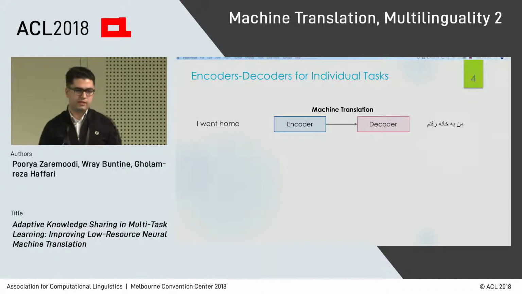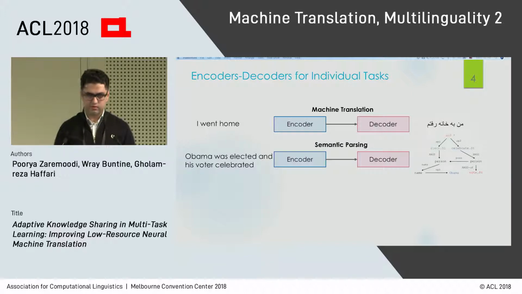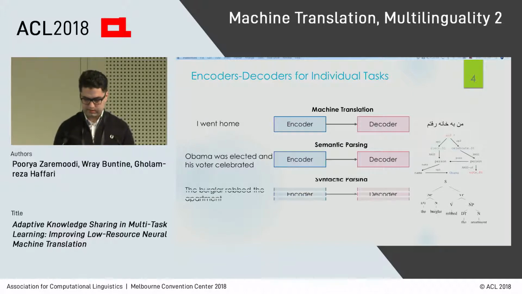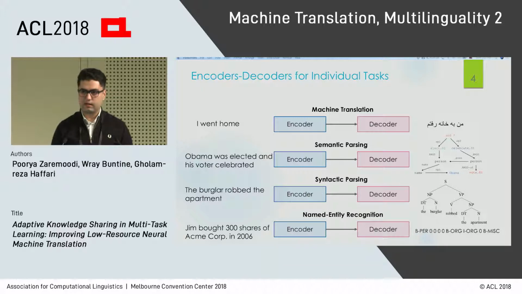We can have a separate encoder-decoder model for each of these tasks. So, for example, here we have one model for machine translation. We can have another one for semantic parsing, syntactic parsing, and named entity recognition.